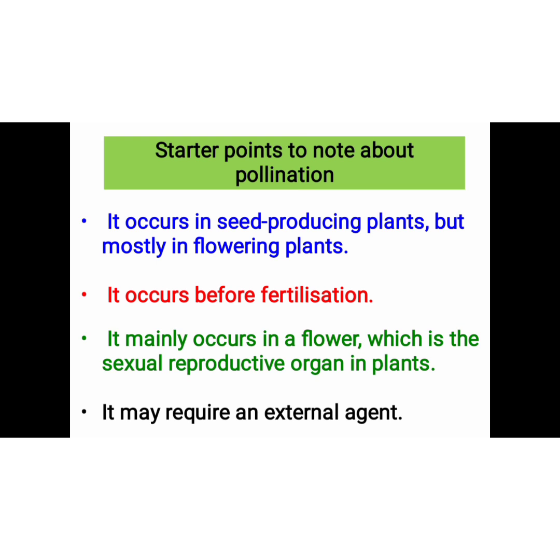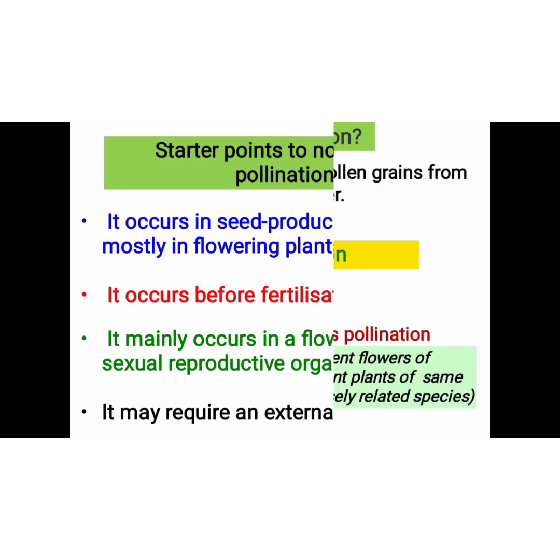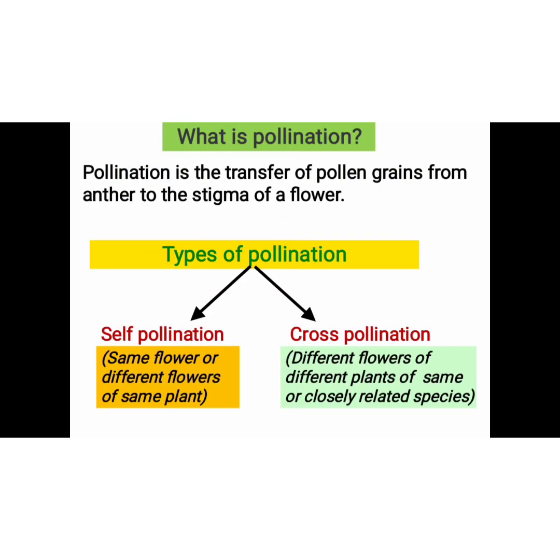Now let's define pollination. What is pollination? Pollination is the transfer of pollen grains from anther to the stigma of a flower. And there are two types of pollination. The first one is self-pollination, while the other is cross-pollination.